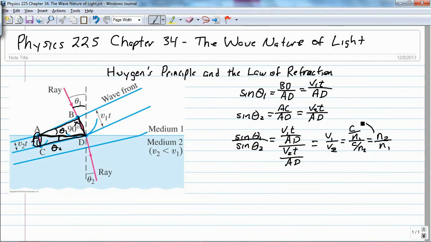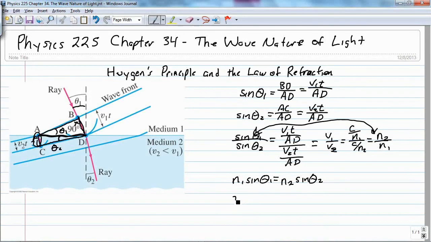And now I can relate these two on the ends, and I get N1 times sine of theta 1 equals N2 sine of theta 2, which means that Huygens is complete. It works with what we know to be true for ray analysis. It also works with wave analysis. So Huygens' principle and Snell's law are agreeable with each other.